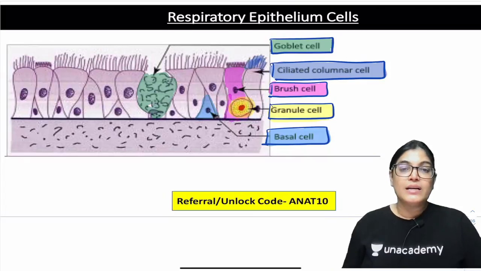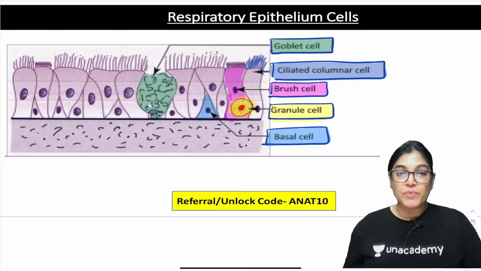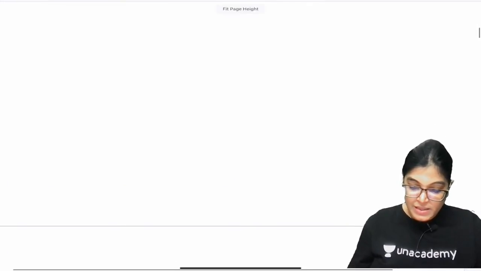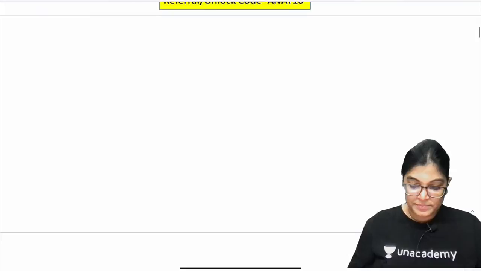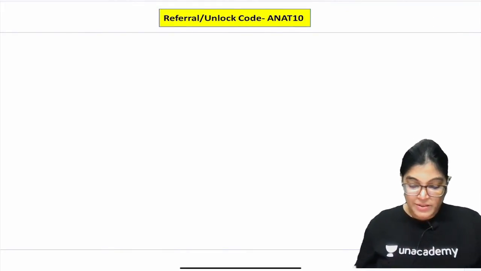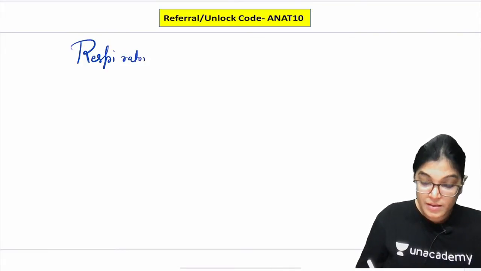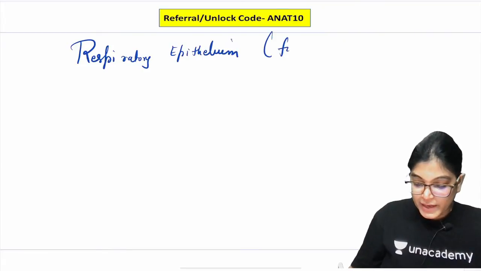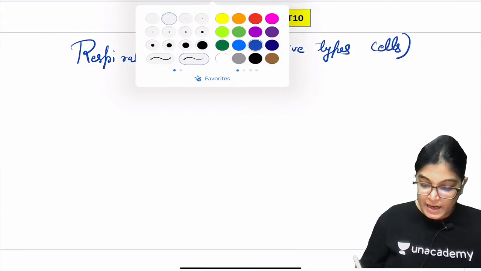Okay. So these are the five respiratory epithelial cells, and you have to know the function of each and how it looks. This is very clear in this diagram. So my dear students, in brief, write about individual cells. Write down the heading respiratory epithelium will contain the following five important types of cells.